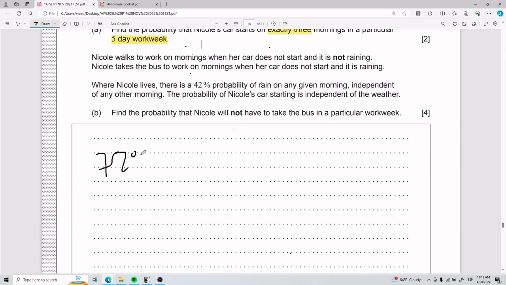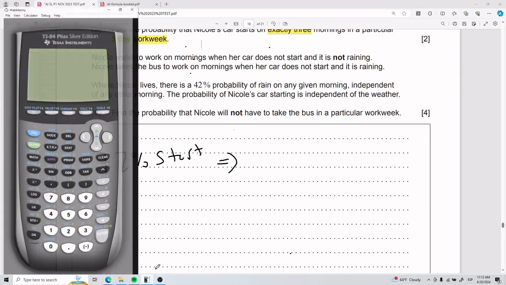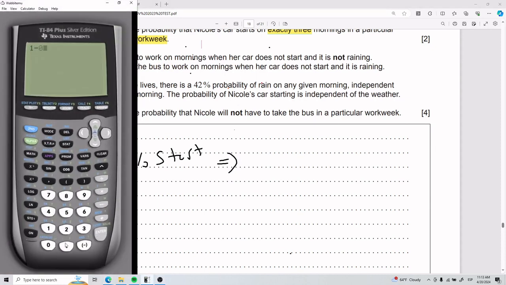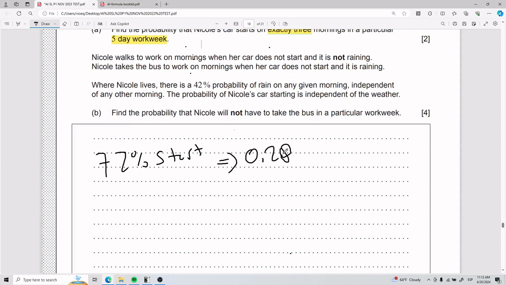So there's a 72% of start. That means you have 1 minus 0.72, so I have a 0.28 of not start, right? And 72% is the same as 0.72, right?